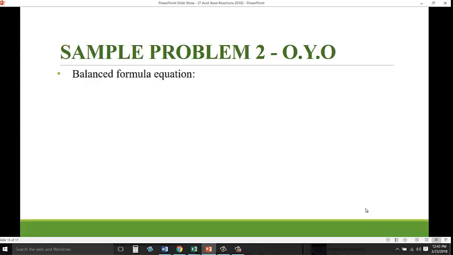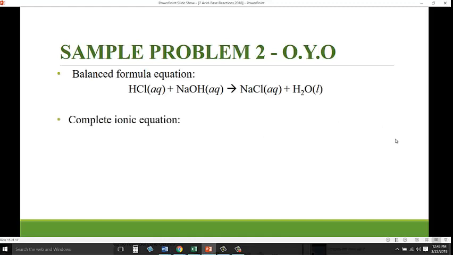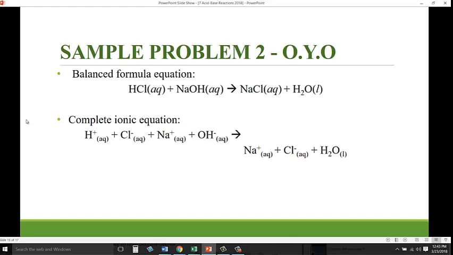Okay? So here is our balanced equation. We have hydrochloric acid plus sodium hydroxide. We're going to get NaCl and H2O. We saw that in our earlier example. Now let's look at the complete ionic. So everything that's not liquid or solid is going to blow apart. Luckily we have no subscripts or coefficients to worry about, so it becomes pretty easy.